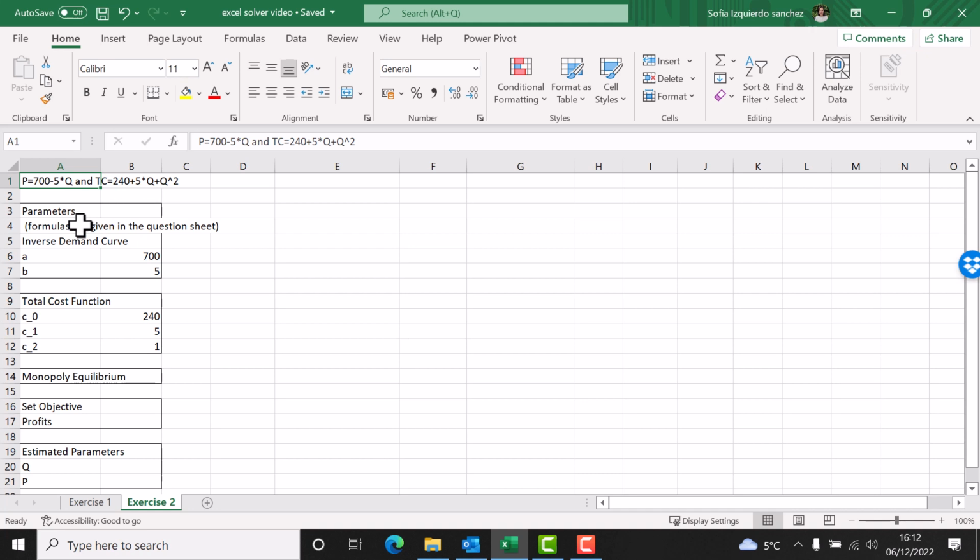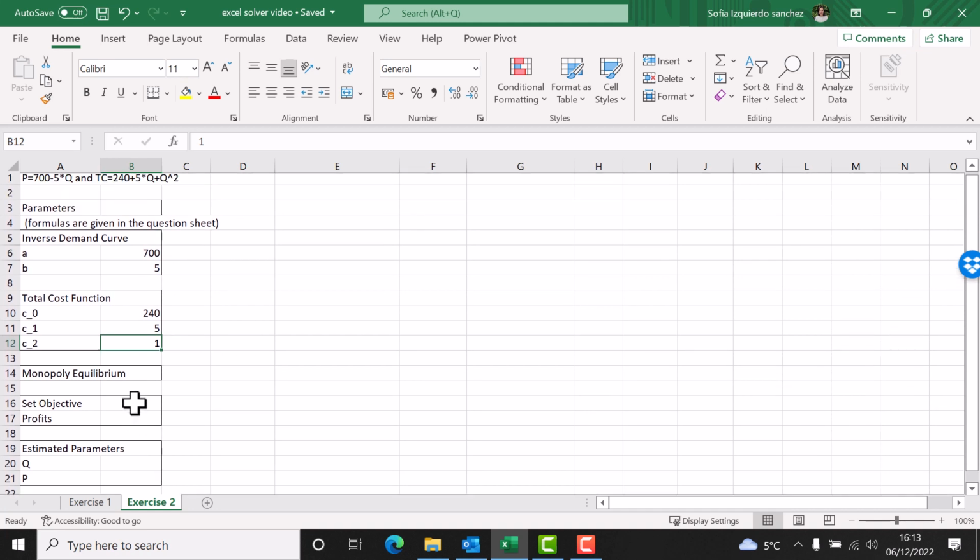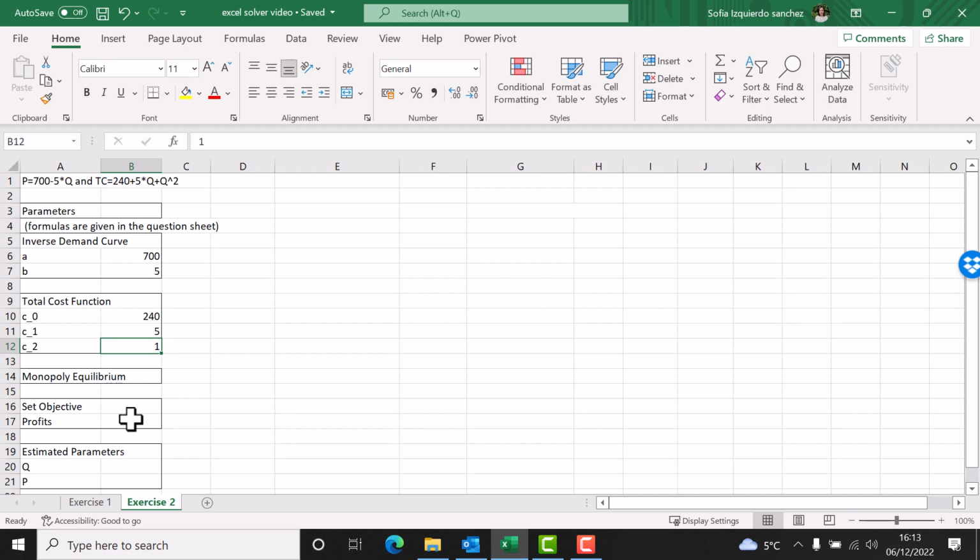Okay, so what I detail below is first the parameters of the inverse demand curve, where the intercept is 700 and the slope is 5. And then for the total cost function, the first constant parameter, which is 270, the parameter multiplying the quantity, which is 5, and then multiplying the q squared, which is 1. So in the monopoly, what we want is to maximize profit. So that's going to be our objective function in Solver.